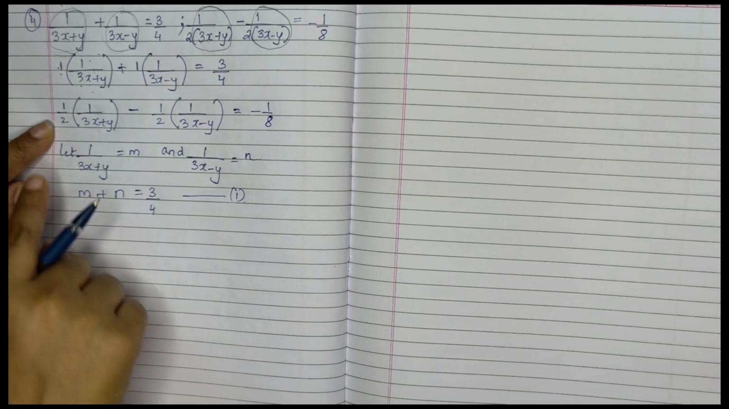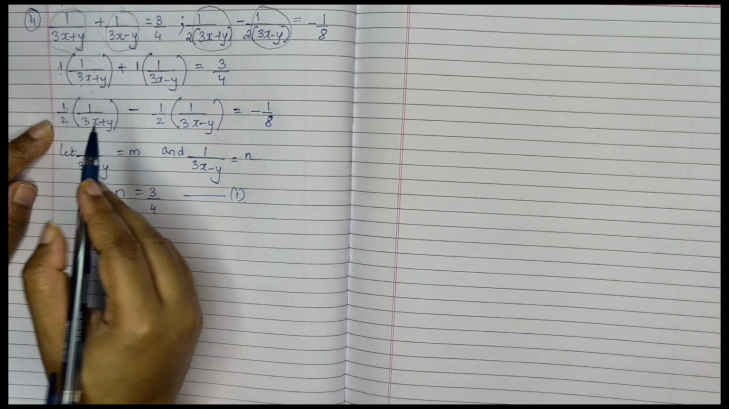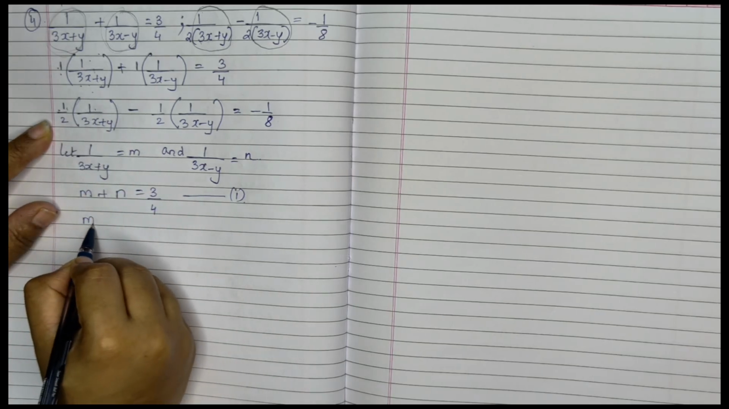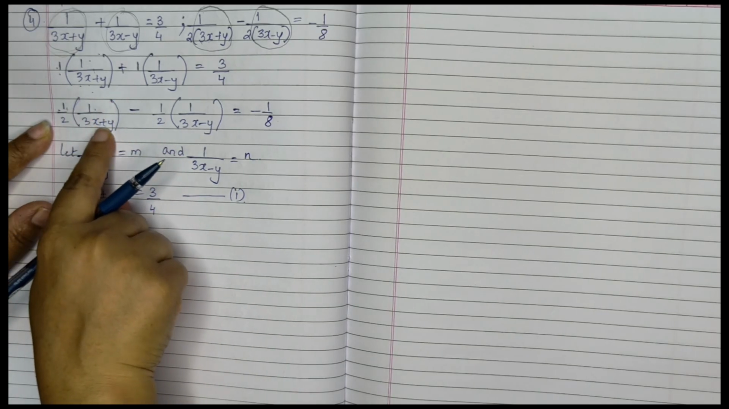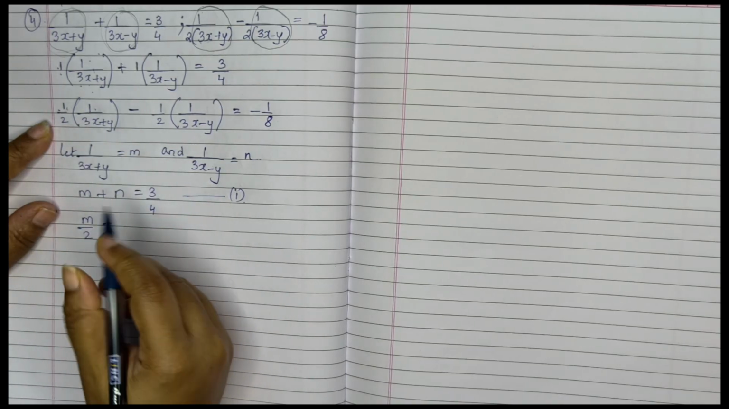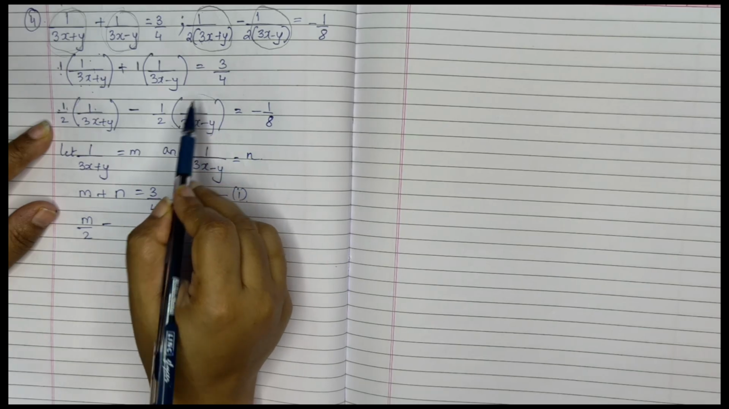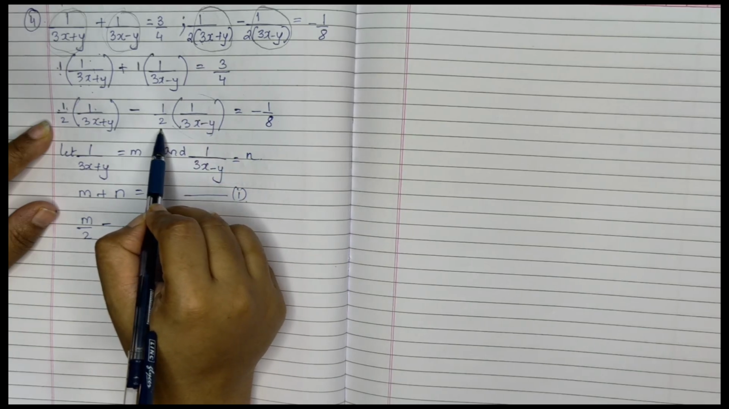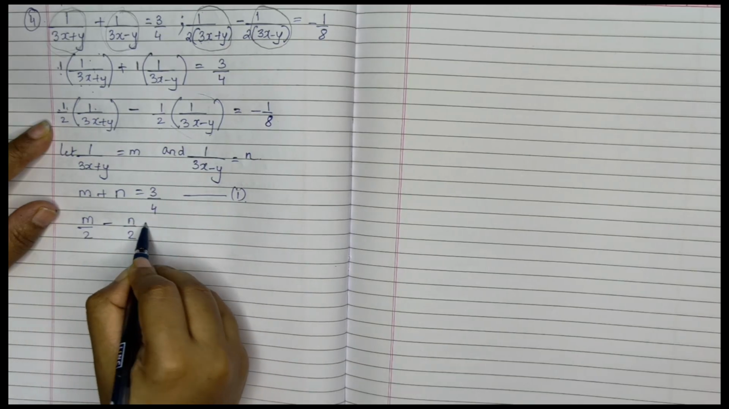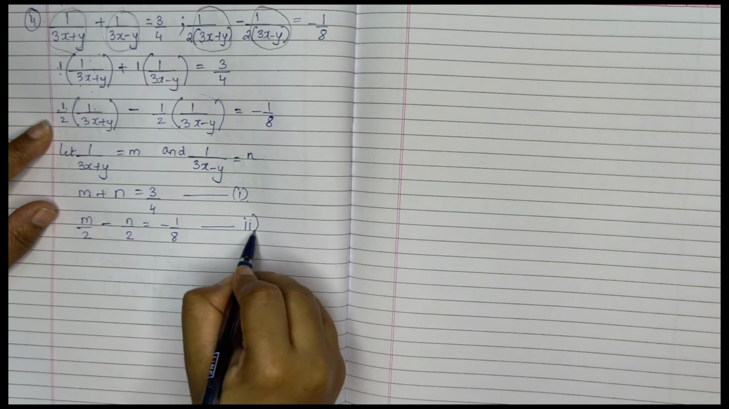Now see the second one, 1 upon 2 and this is our m. So 1 upon 2, 1 has no value, this whole thing is our m, so here we will get m upon 2 minus, again this whole thing is our n, and there is 2 here in the denominator's place. So this is n upon 2 is equal to minus 1 upon 8. This is our second equation.